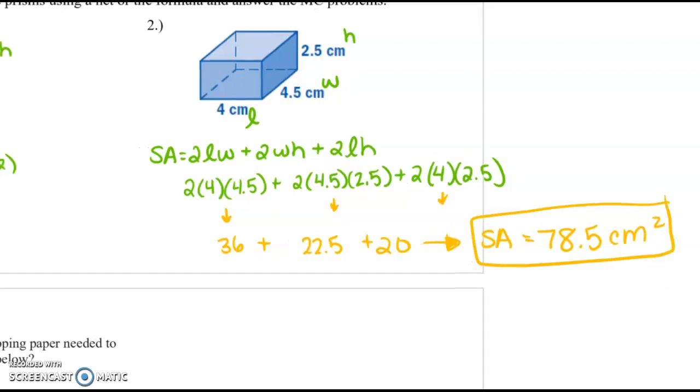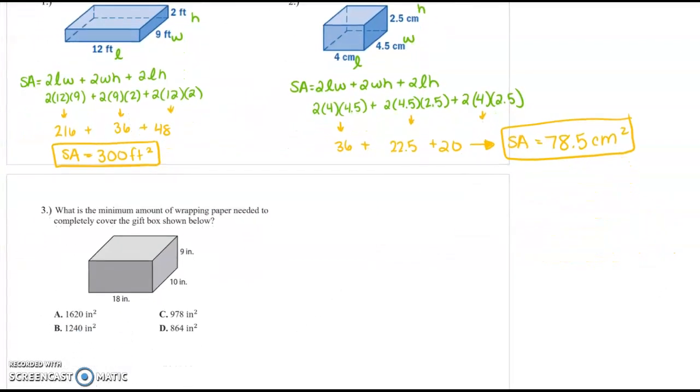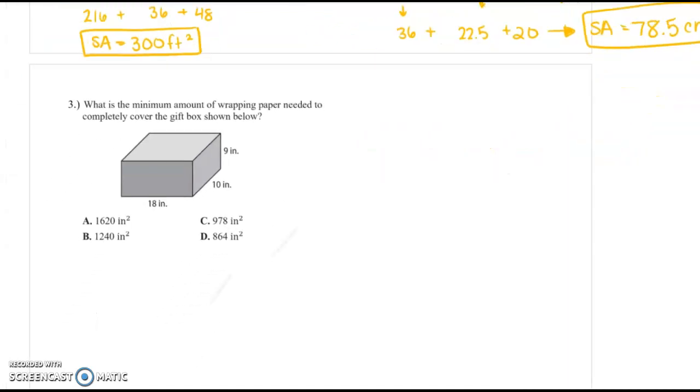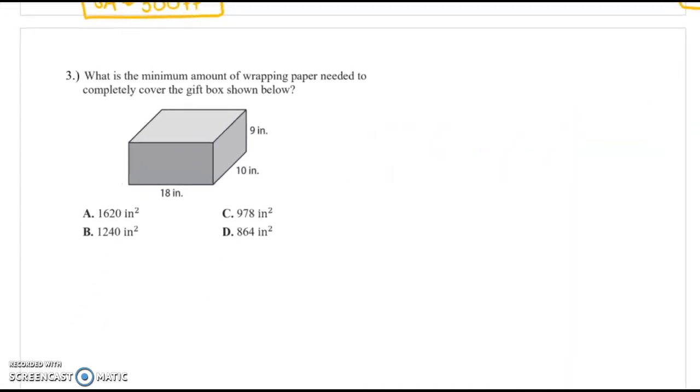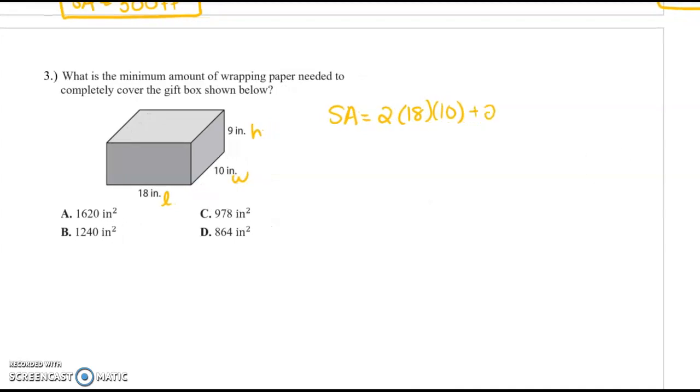All right, last one. So what is the minimum amount of wrapping paper? So that's, once again, the surface area, because we want to cover the box. So if you're covering it, you're covering up all the area. So this is going to be a surface area problem. Length, width, and height. So 2 times 18 times 10 plus 2 times 10 times 9 plus 2 times 18 times 9.